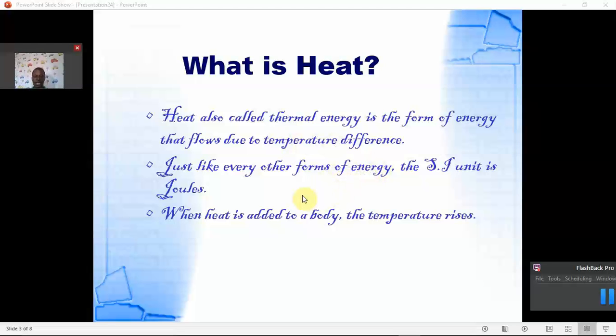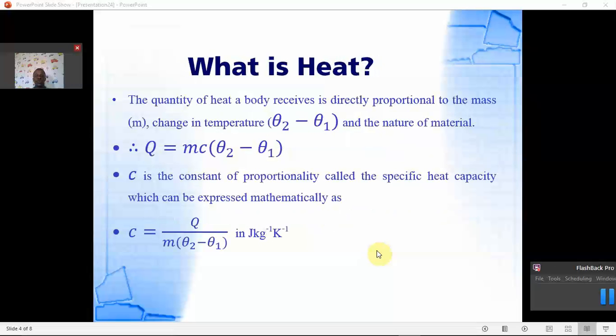Now, when heat is added to a body, usually there is a rise in temperature. And when heat is removed from a body, there is a decline in temperature. So, it has been proven that the quantity of heat a body receives is a function of the mass m of the body, the temperature difference, and the nature of the material the body is made up of.